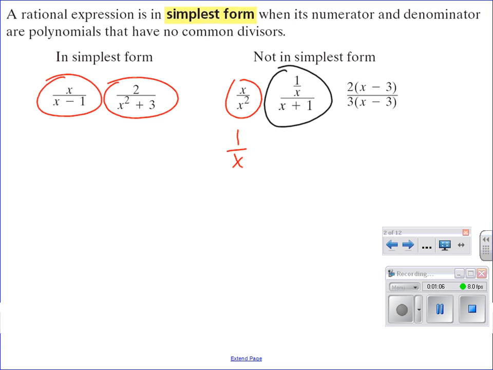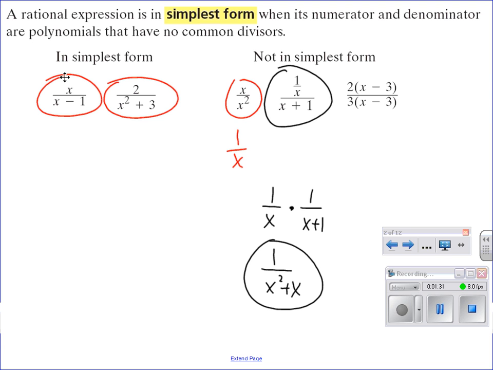But what I can do is I could rewrite this as 1 over x times 1 over x plus 1. Being able to multiply and divide fractions is going to be crucial here, because now I would write this as 1 over x squared plus x, and now I'm in simplest form. Okay? This right here, I can cancel this last one right here. I can cancel right here and call that just 2 over 3.